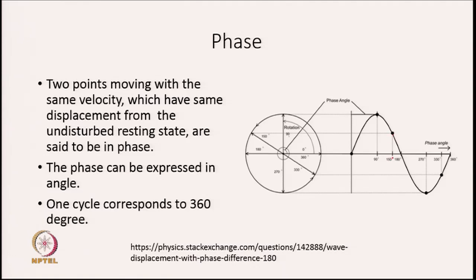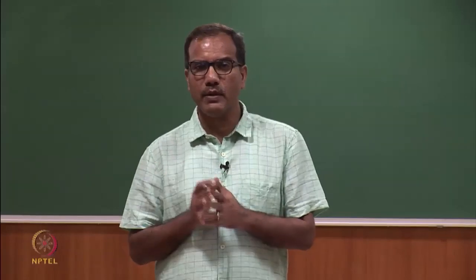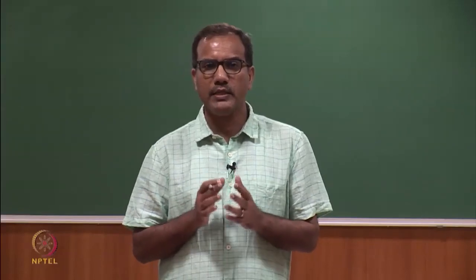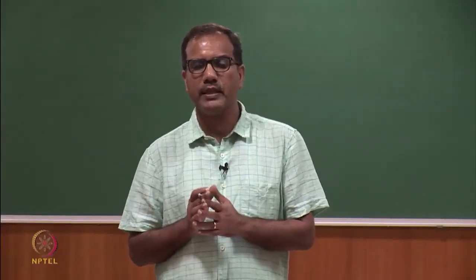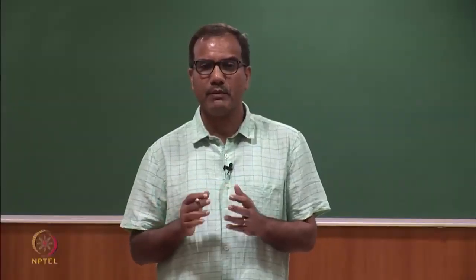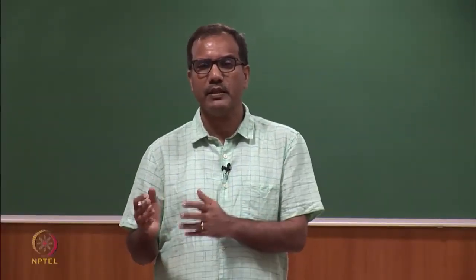Similarly, this position corresponds to a phase of 150 degree, this position corresponds to a phase of 180 degree, this position corresponds to a phase of 270 degree, this position corresponds to 330 degree, and this position corresponds to 360 degree. So, two points moving with the same velocity, which have the same displacement from the undisturbed resting state, are said to be in phase. What that means is that this point and this point have the same phase, because 360 degree is basically 0 degree.